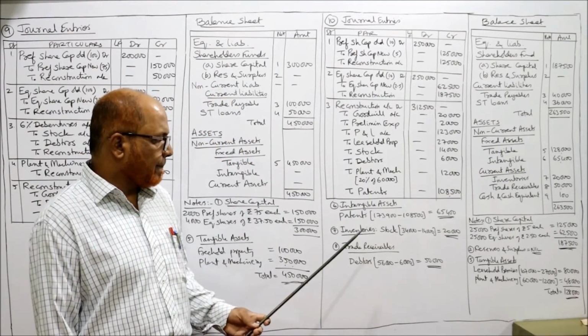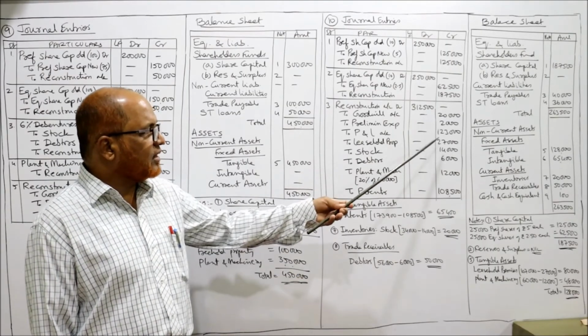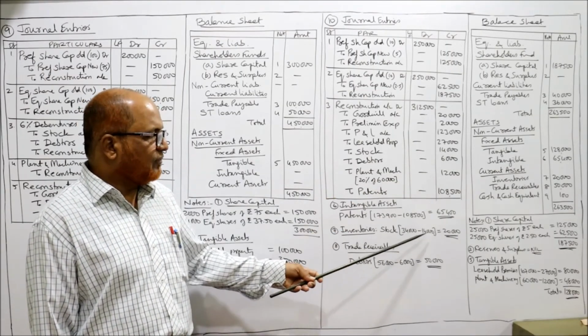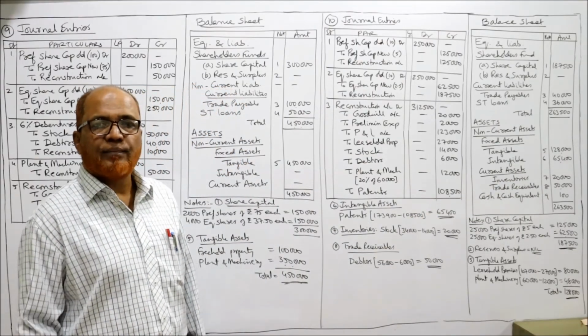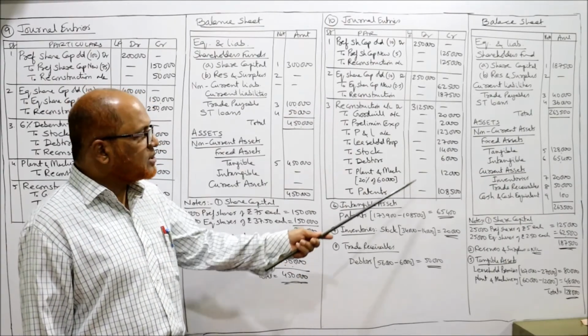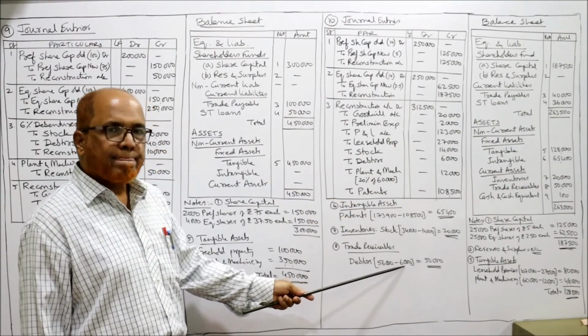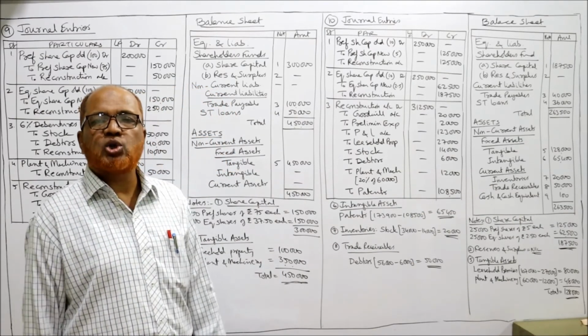Inventories, stock. Stock before capital reduction 34,000. We have written off 14,000. So 34 minus 14, 20,000. Trade receivable, debtors. So before capital reduction, trade receivable were 56,000. And how much was written off? 6,000. So now 50,000. Last one, cash and cash equivalent, no change.